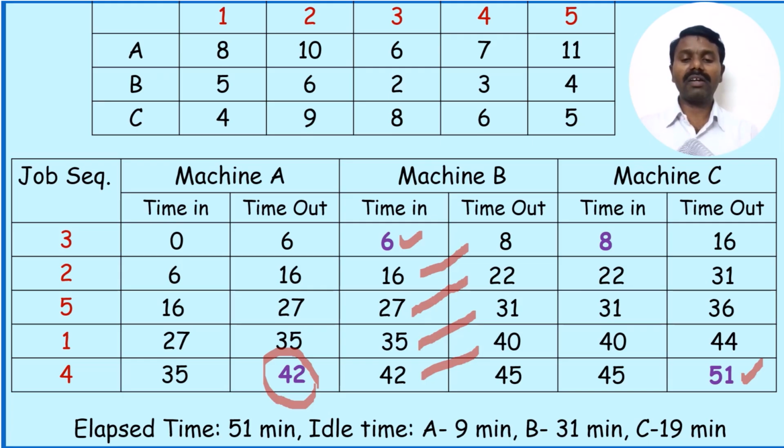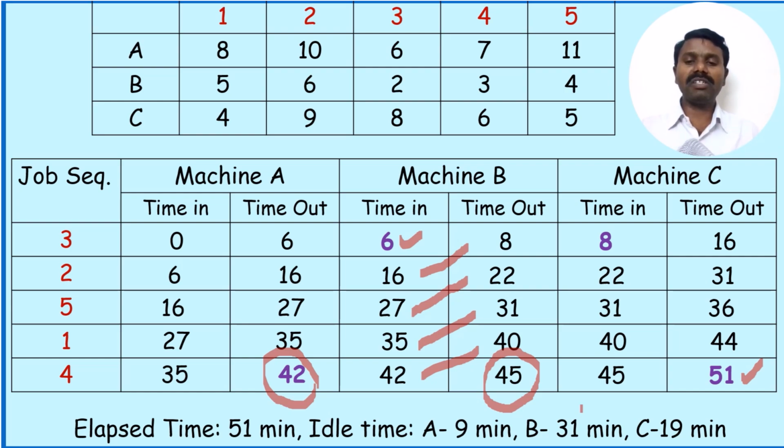So here the mission B completed its total performance within 45 minutes, but still it needs to wait till it becomes 51. So here there is 6 minutes again here. So the total, if you calculate, it will become 31 minutes.